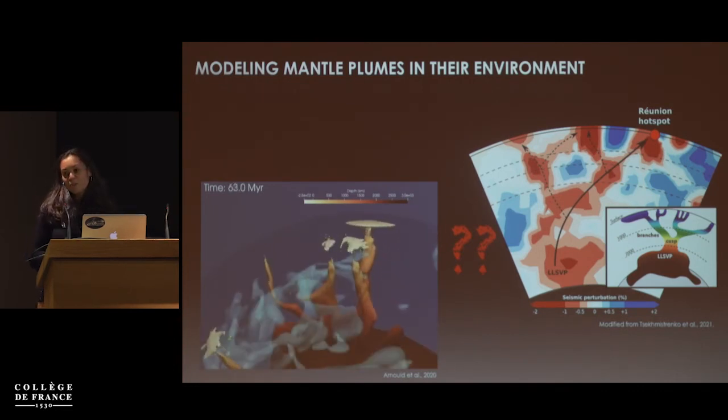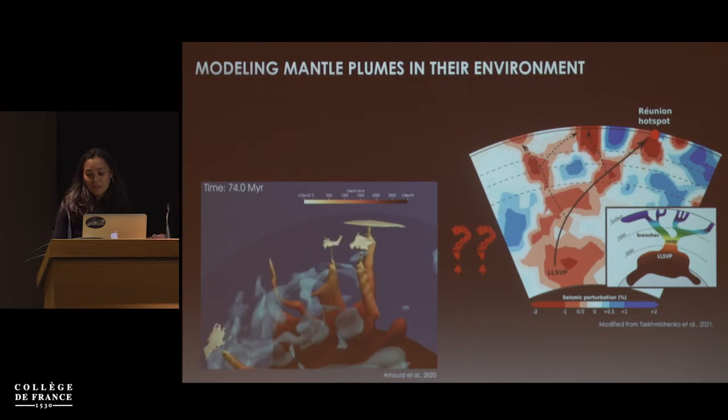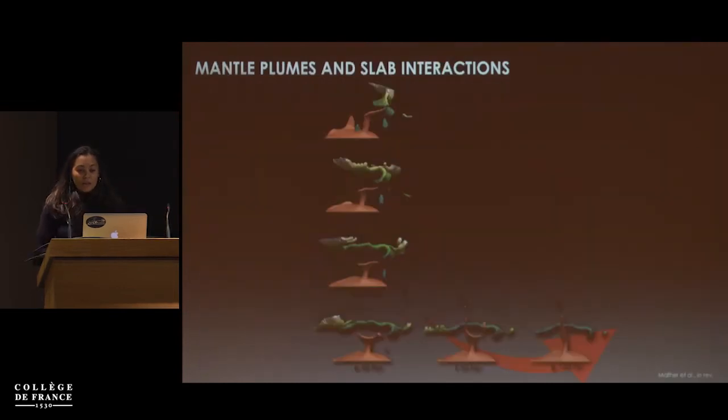So in the next part of the talk, I will focus on some interactions, some specific interactions that can arise from these models. So if we stay on this interaction between plumes and slabs, something that can occur, I hope that you can actually see this time sequence. So it goes from here to here.